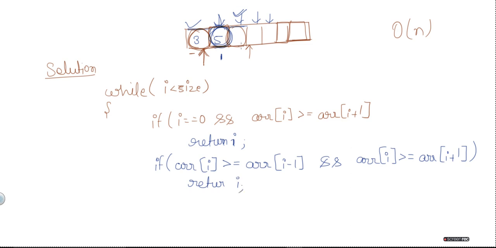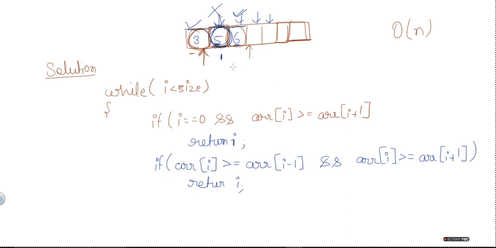Now let's say both conditions don't satisfy. We have 6 here. So in this case 5 will not be considered a peak element because 5 is not greater than or at least equal to its right neighbor, right? So this is not going to be a peak element.